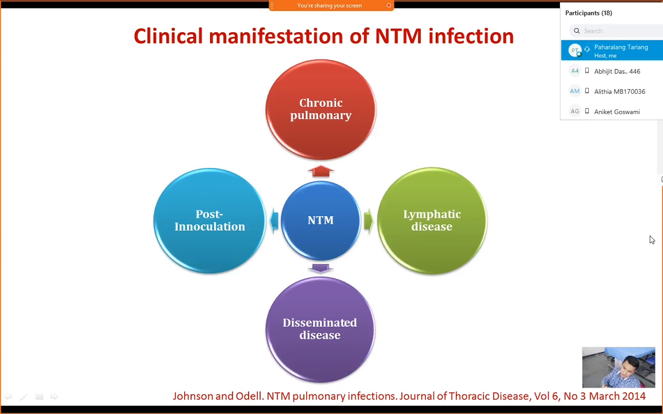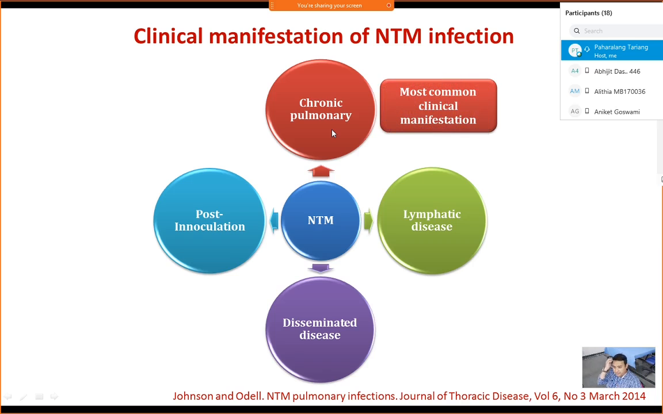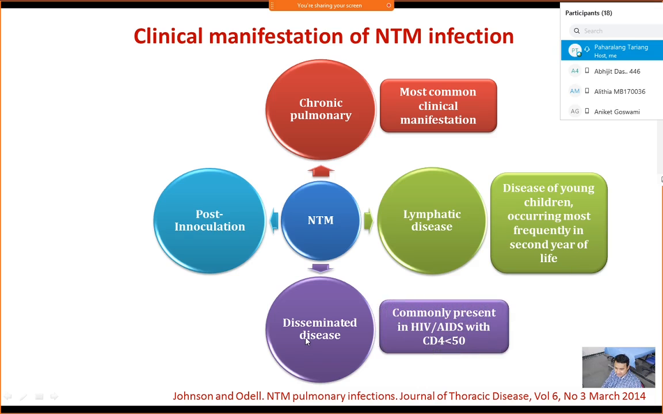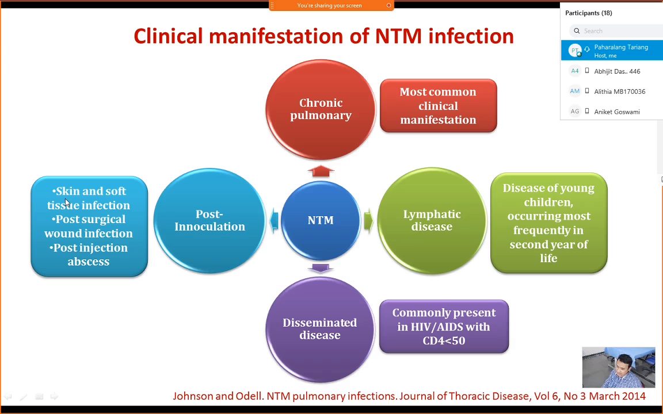So the clinical manifestations of NTM infection: basically there are 4 forms. It can be a chronic pulmonary disease, a lymphatic disease, a disseminated disease, and also post-inoculation. Pulmonary disease is the most common clinical manifestation. Lymphatic disease usually occurs in young children, most frequently in the second year of life. Disseminated disease is commonly present in those with severe immunosuppression, such as in HIV/AIDS, and post-inoculation usually presents as skin and soft tissue infections, post-surgical wound infections, or post-injection abscesses.